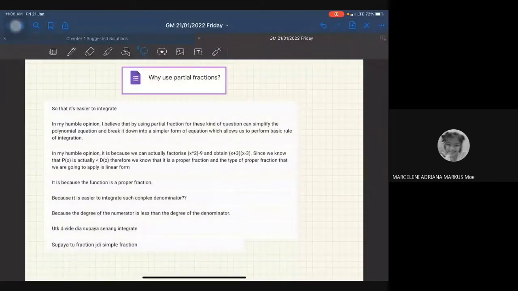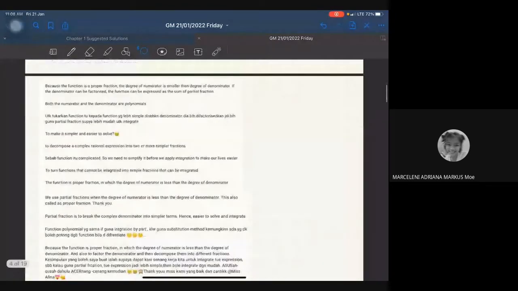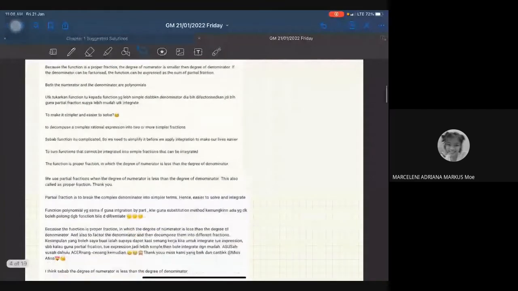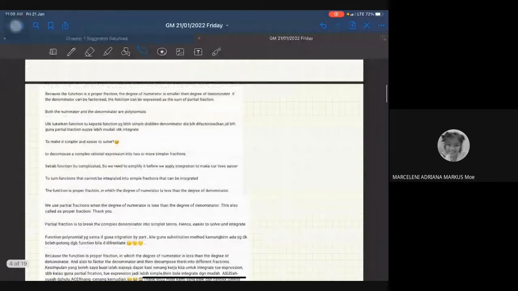Everyone did a very good job trying to explain why do we need to use partial fractions instead of the other two methods. Okay, so betul je. So lain kali, kalau saya tanya, jawab terus. Okay, so jawapan awak semua betul. Alright? Okay, nanti kalau nak baca, saya share dia punya PDF.